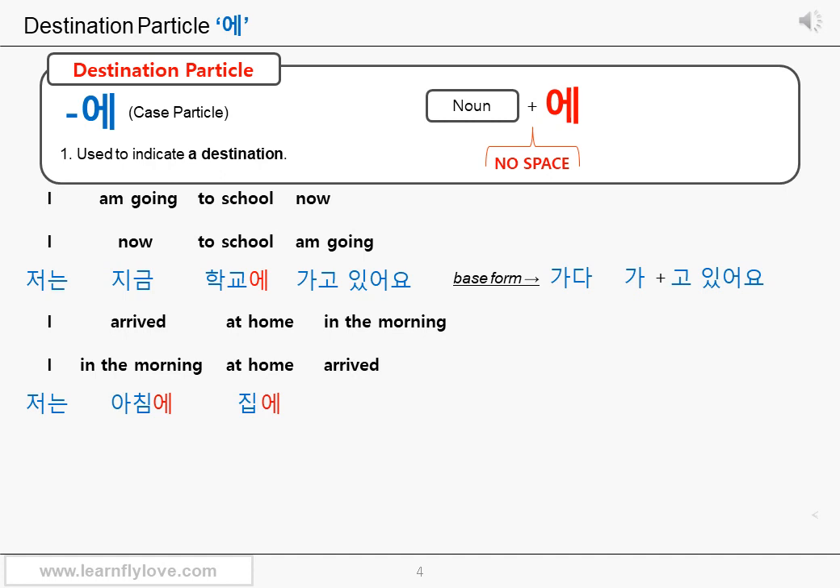Home or house in Korean is 집. So 집에. Arrived. The base form of the verb to arrive is 도착하다. We need to put it in the past tense. What is the stem? Yes, 도착하 is the stem. Thus, you turn the 하 sound into 했 and add 어요. 도착했어요. 저는 아침에 집에 도착했어요.